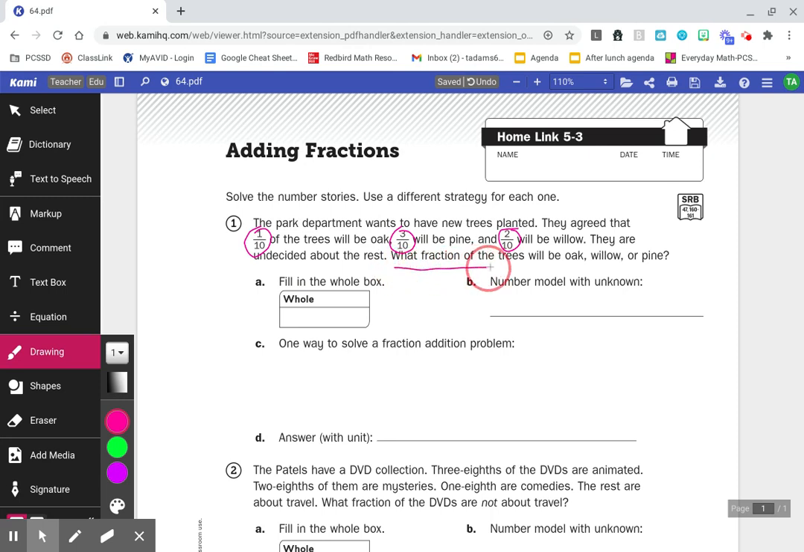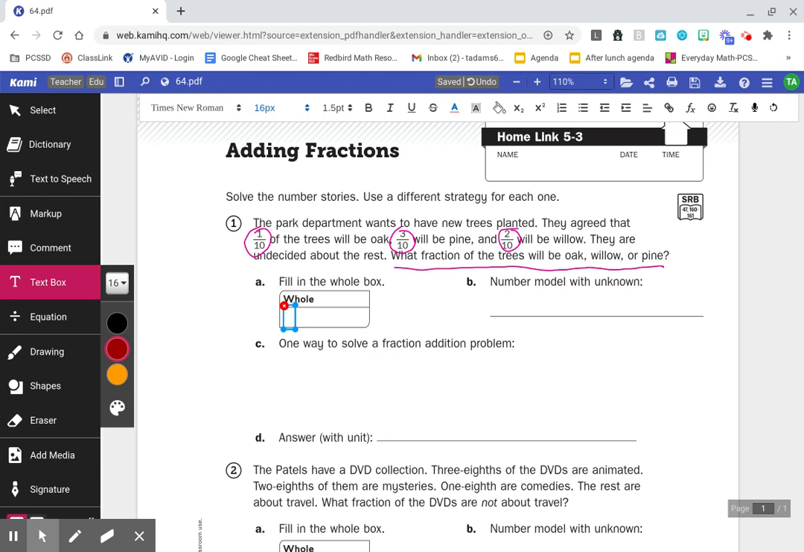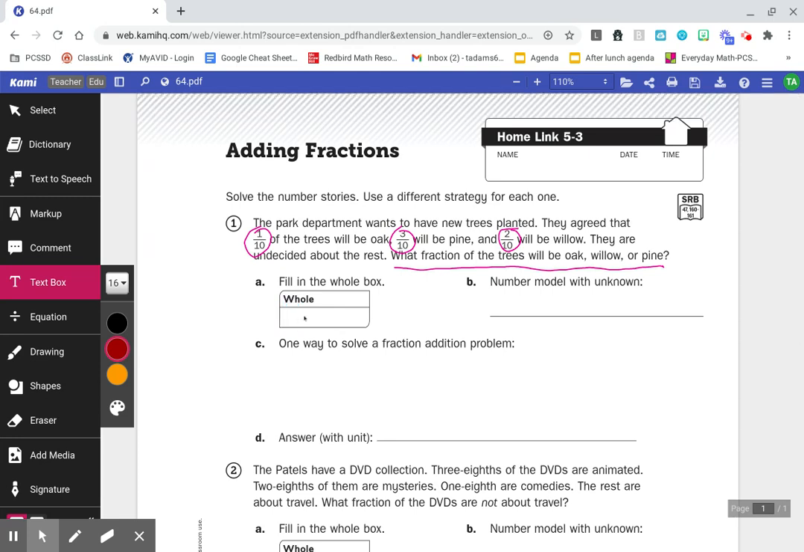So I'm trying to determine what fraction of the trees will be oak, willow, or pine. First things first, what is the whole that we're looking at? Are we looking at a box of crayons? Are we looking at a can of paint? Are we looking at a pizza? What are we looking at? Yes, trees. You can even put new trees, as long as you understand that the whole item that we're looking at is new trees. So make sure here we understand the whole is new trees.